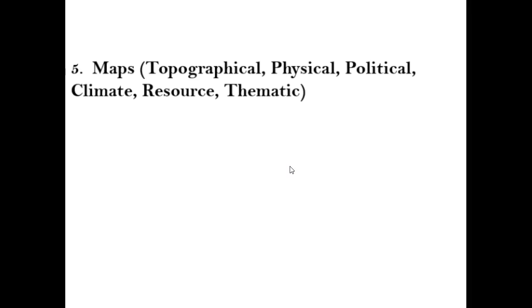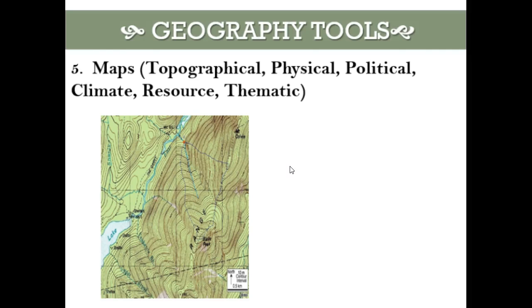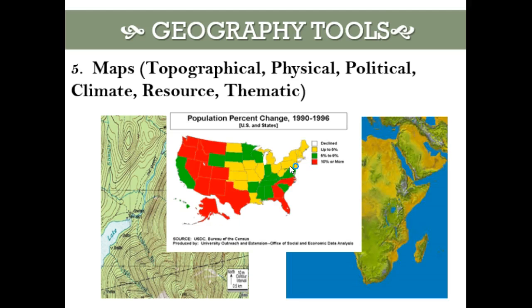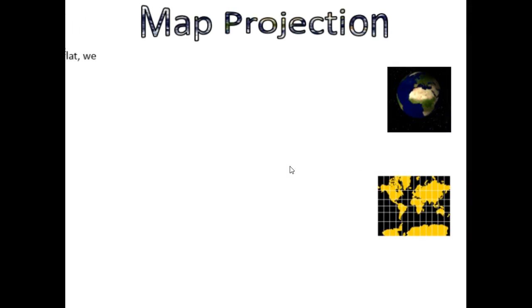All right, so some maps that we use, you don't need to write anything down on this slide, are topographical, physical, political, climate, resource, and thematic. Now, these are maps that geographers use as tools. We will get into the specifics of these maps in further slides. So here are some examples, topographical and physical, and here you have an example of a political that could also be a thematic map.